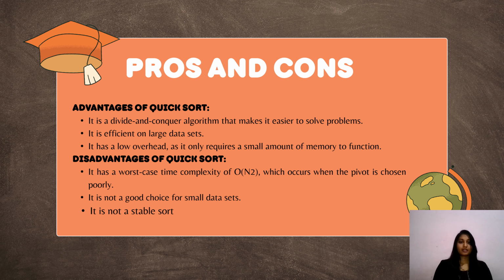Advantages of quicksort. It is a divide and conquer algorithm that makes it easier to solve problems. It is efficient on large data sets. It has a low overhead, as it only requires a small amount of memory to function.